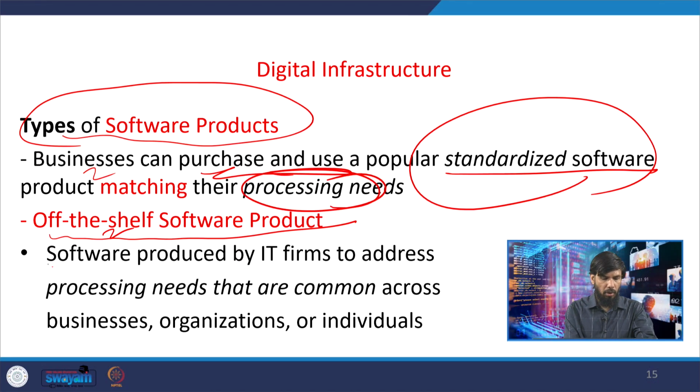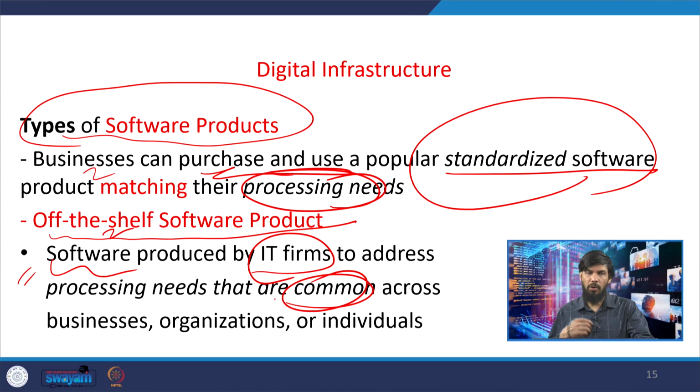Now what are these off the shelf software products? These are software produced by IT firms looking to address processing needs that are common across businesses, organizations and individuals. There are lots of such products, for example email service or office products. There are lots of software products which are very common across business organizations.